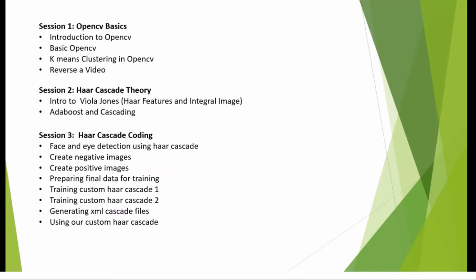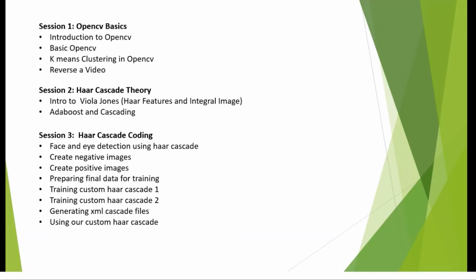Then in the third session, we'll finally move to the coding part. First of all, we'll learn how to use a pre-trained Haar cascade for face and eye detection. Then we'll move on to prepare our own custom Haar cascade. We'll learn how to create negative images, how to create positive images, and how to finally prepare our dataset for the training part. Then we'll learn how to train our own Haar cascade.